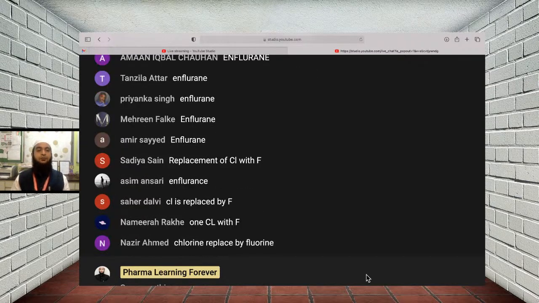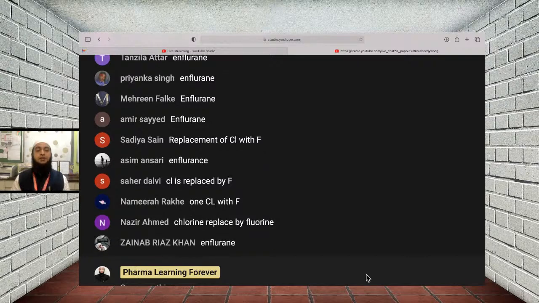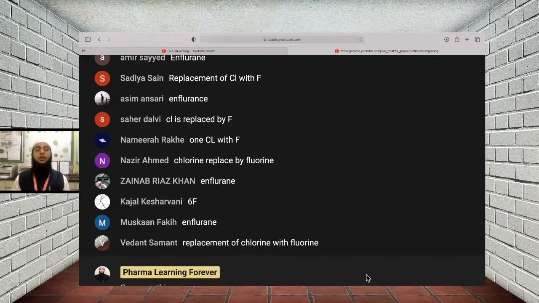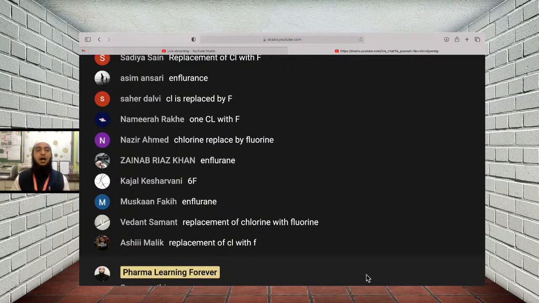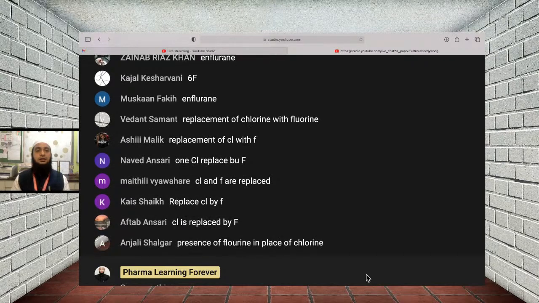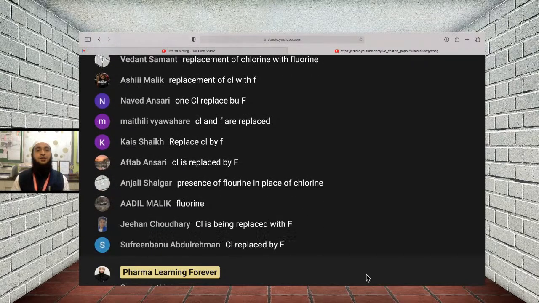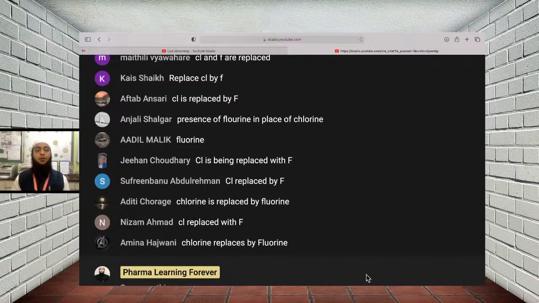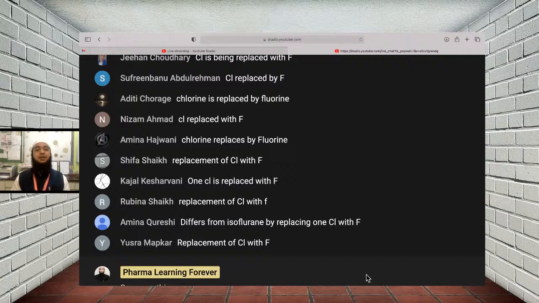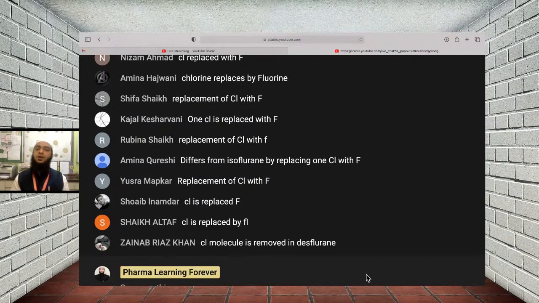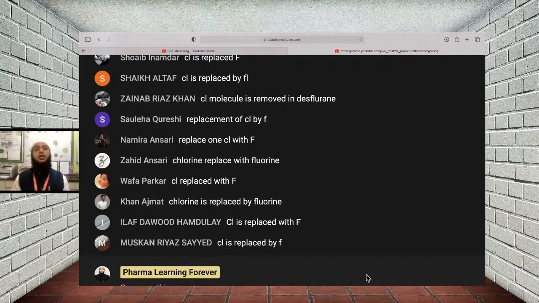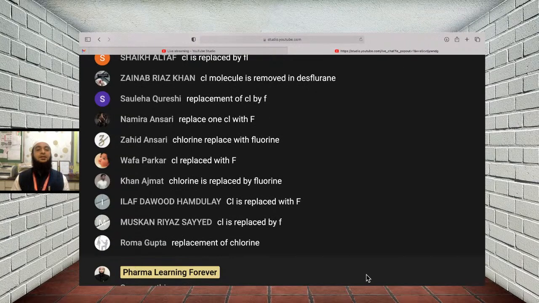Wonderful. I can see Sadia has given the first answer. Good, Sadia. She mentioned the replacement of chlorine with fluorine. Sahir also gave the answer. Namira and Kajal mentioned the 6 fluorine. Very interesting. Obviously we have seen in isoflurane the chlorine is present and 5 fluorine groups are present. In desflurane, you have replaced this single chlorine. So now the total fluorines present are 6.